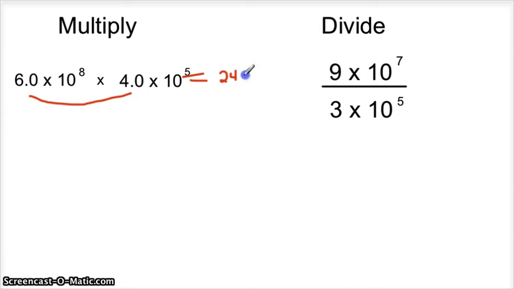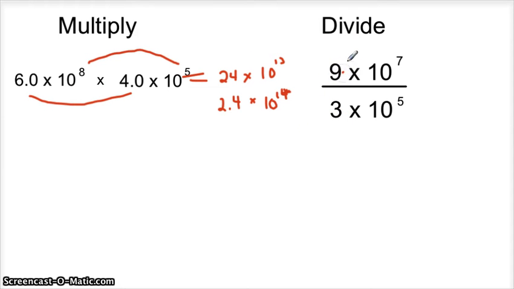But what you would then need to do is make this 2.4, because in scientific notation the decimal is right after the first digit. So how do you make 24 times 10 to the 13th into 2.4? You just move the decimal one more spot. So it's 2.4 times 10 to the 14th. So what you do is multiply the digits and then add the exponents.